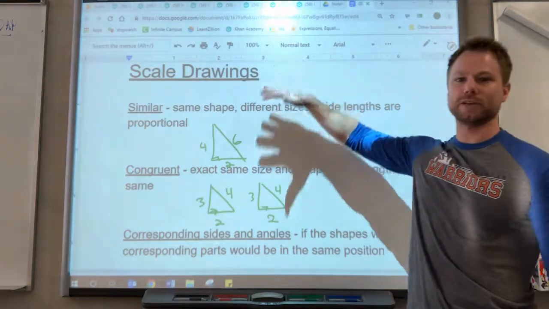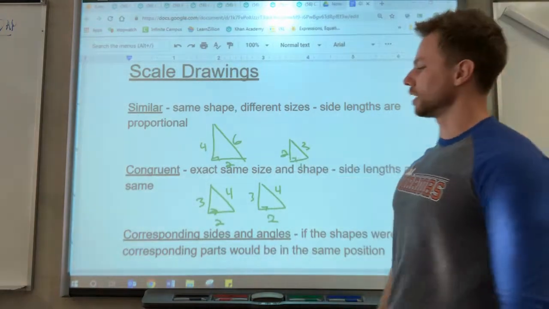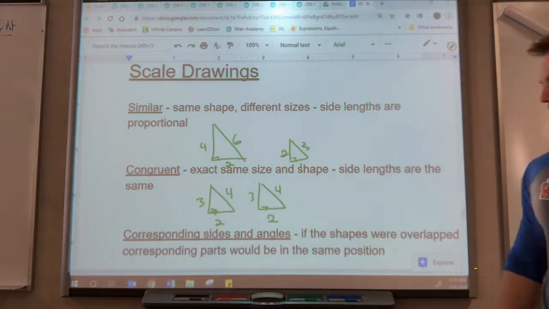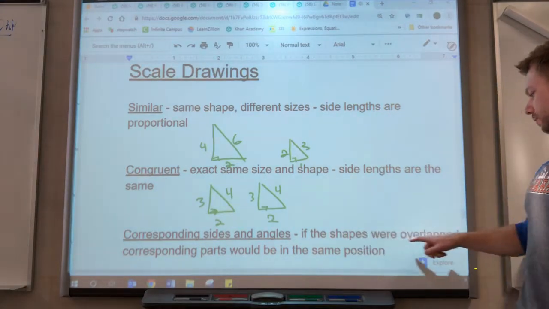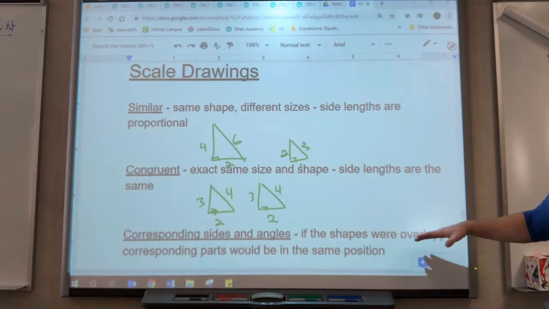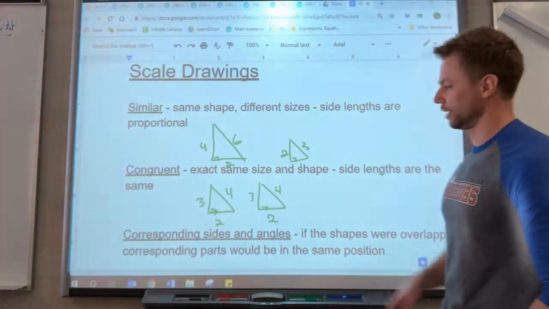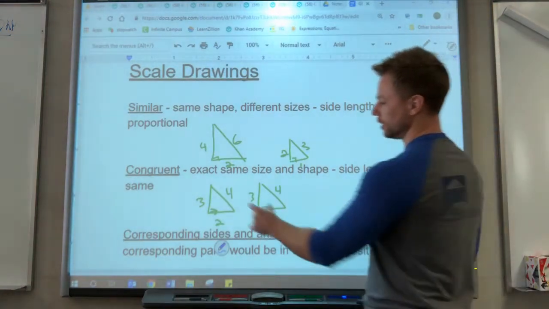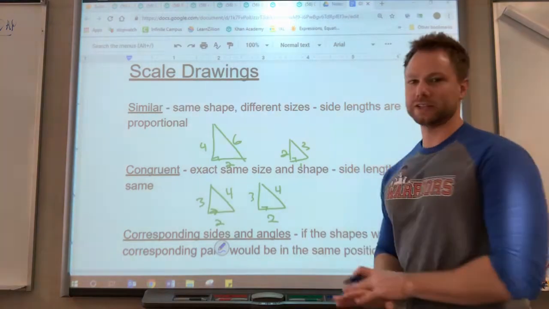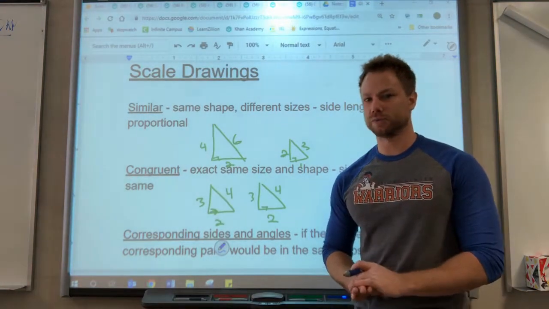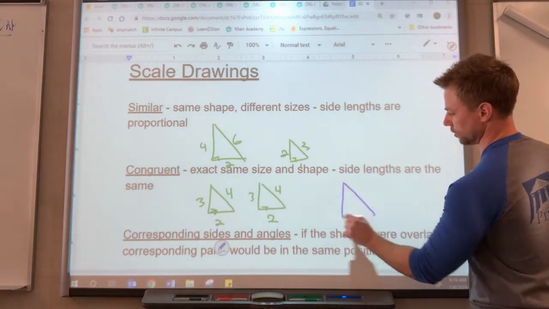Okay, make sure you are writing all of this down, all of the vocab words, the definitions, and the pictures that I'm drawing. And then the last one we have are corresponding side lengths and angles. That is when, if the shapes were overlapped, their corresponding parts would be in the same position. Okay? So if I took these two triangles and put them on top of each other, the points and the angles that are in the same spot would be corresponding. Okay? So let's look at two different triangles.